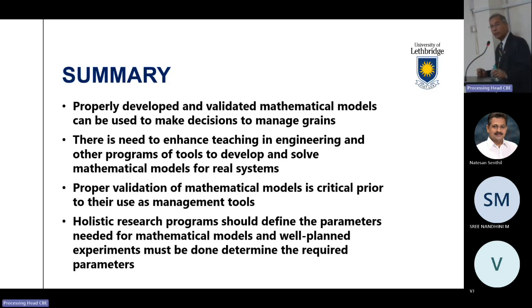And holistic research programs should define the parameters needed for mathematical models, and well-planned experiments must be done to determine these parameters. And when I say holistic research program, what I'm referring to is that one lab cannot develop thermal properties or physical properties of all grain types. So maybe we need to create a coordinated program and say this lab focuses on beans, this lab focuses on this, and you develop the database of the physical parameters.